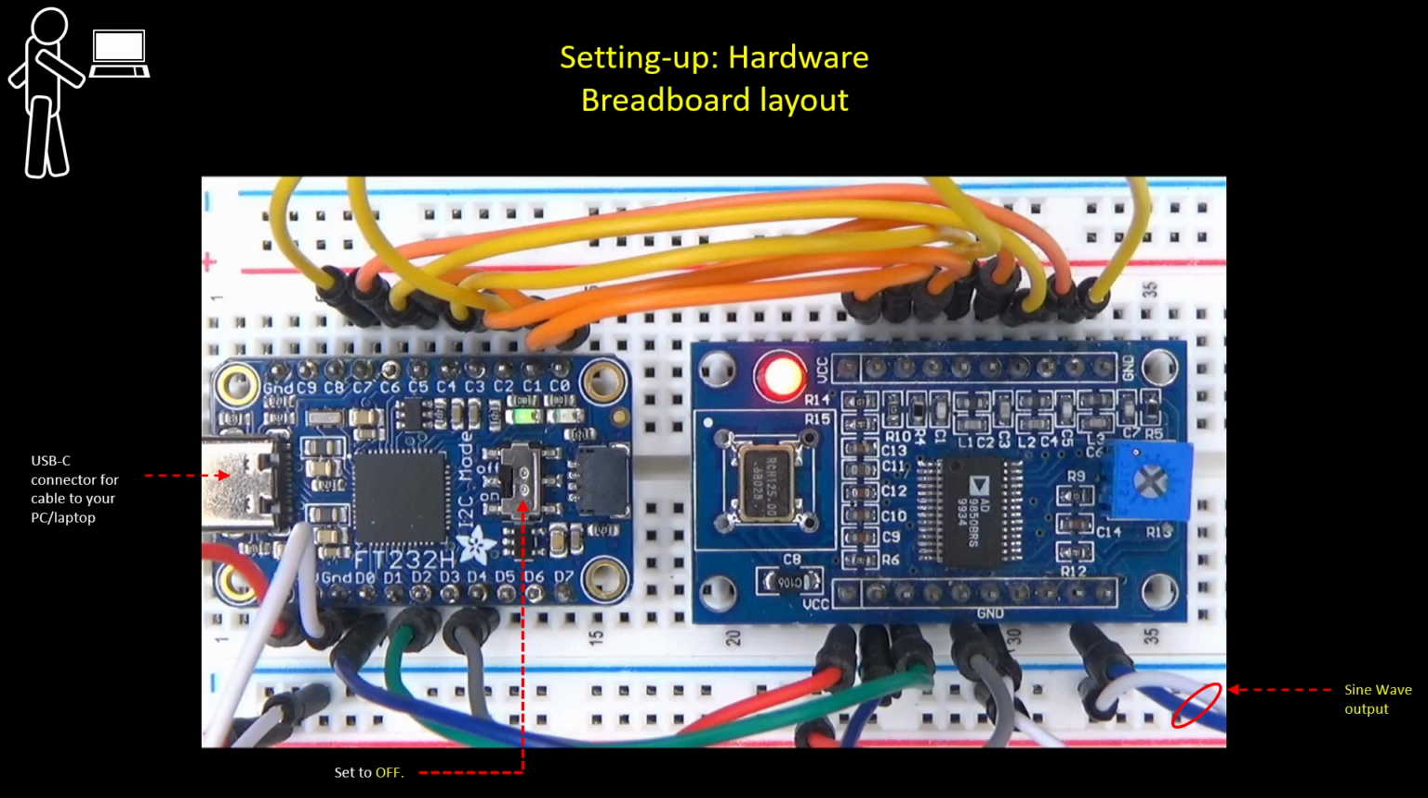What does the layout look like when it's on a breadboard? This is what I'm using. The USB-C connector over here. Very, very important. This must be set to off. If you leave it set to on, it joins two pins together and connects them.